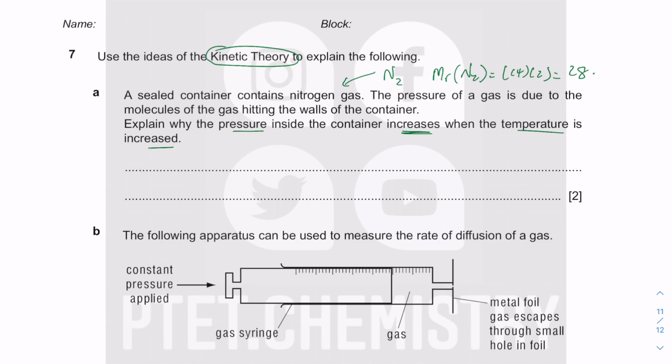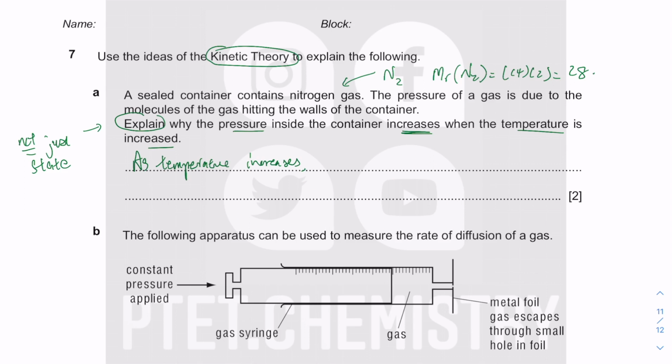So the pressure is due to the gas hitting the walls of the container. So as temperature increases, what happens to the pressure? Because this is asking you to explain, not just state. So it's very easy to state, right? Temperature increase, pressure increase, something like that, okay? But you need to explain it.